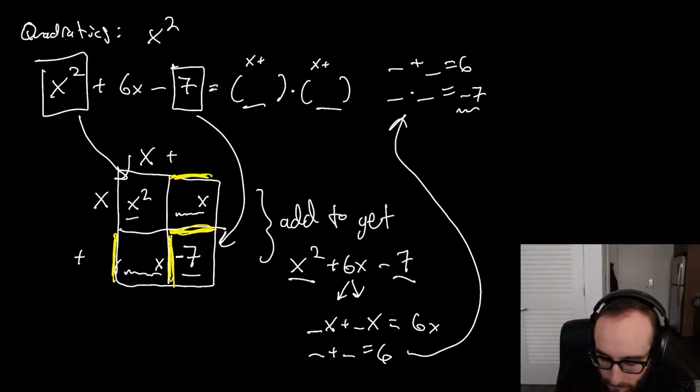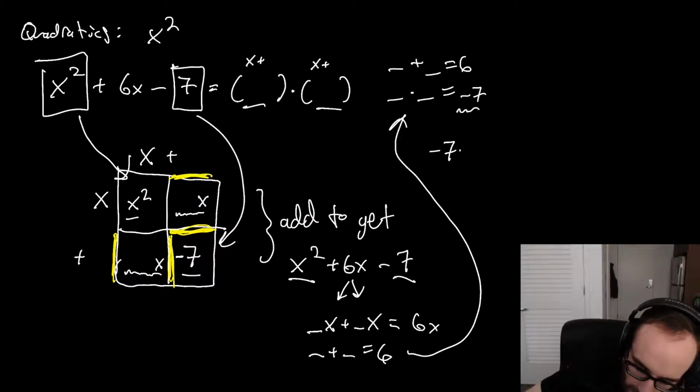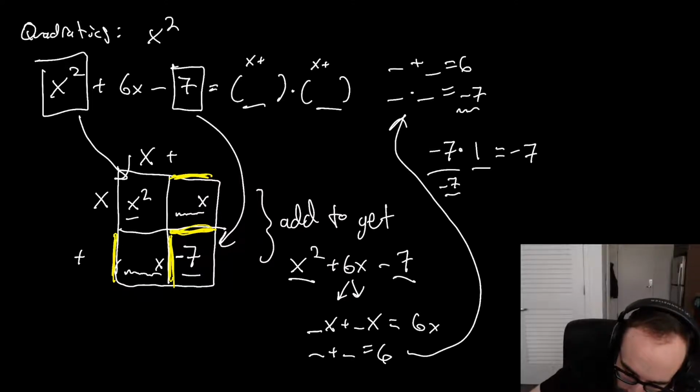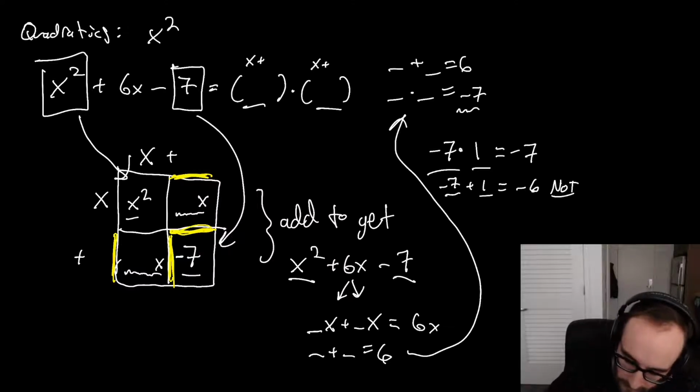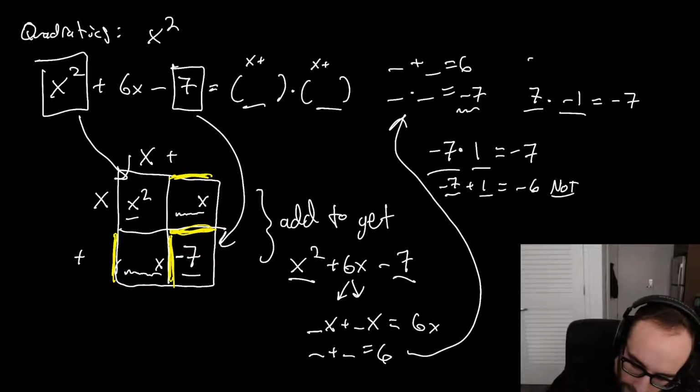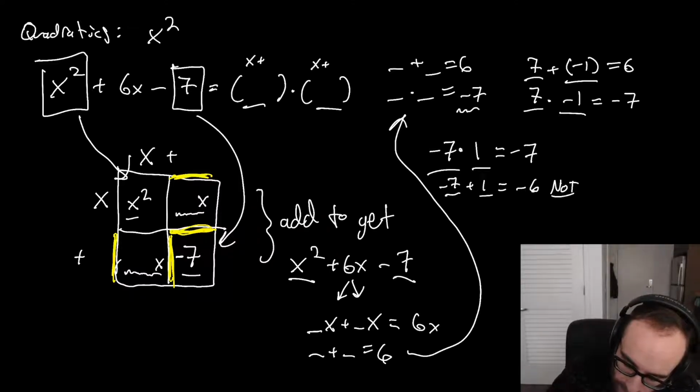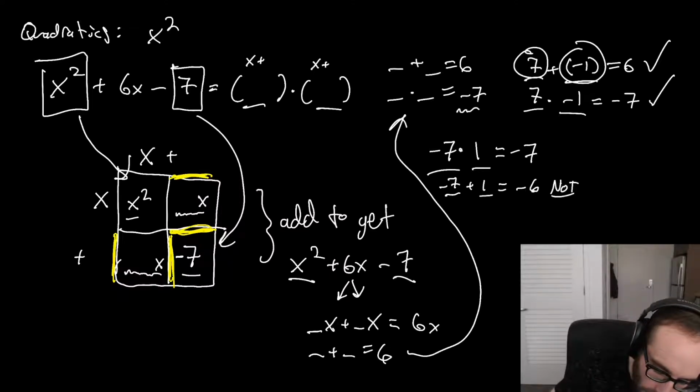Okay. So two numbers that multiply to -7 are -7 and 1. Let's check and see if those add to 6. -7 plus 1 gives us -6, so it does not work for our addition. Two other factors of -7 are 7 times -1. If we were to add 7 and -1, we get 7 minus 1, which does in fact give us 6. So the two blanks that we're missing are 7 and -1. So we have 7x and then -1x.